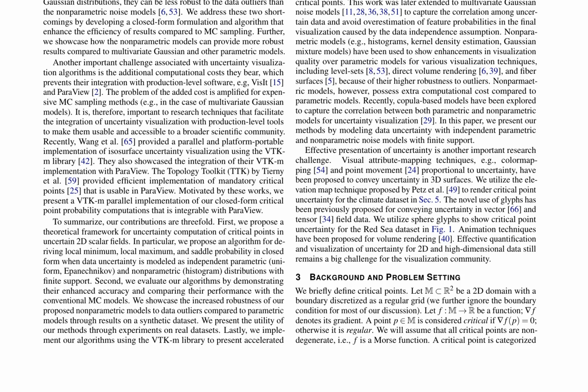The paper proposes a novel end-to-end framework for uncertainty visualization of critical points in 2D uncertain scalar fields, which comprises a threefold contribution. First, it derives critical point uncertainty in closed form for parametric and nonparametric models with finite support. Second, it accelerates critical point probability computations using a parallel implementation with the VTK-m library. Finally, it demonstrates integration with the ParaView software system to demonstrate near real-time results for real datasets.